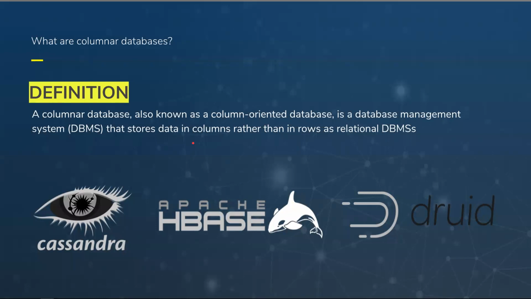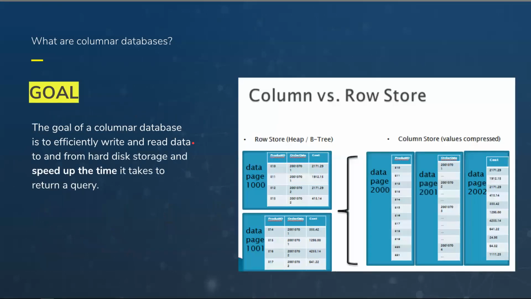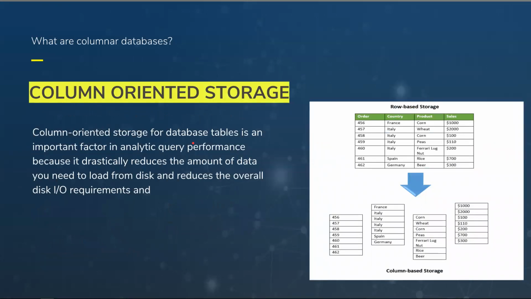A columnar database, also known as column-oriented database, is a database management system that stores data in columns rather than in rows as relational DBMSs. The goal of a columnar database is to efficiently write and read data to and from hard disk storage and speed up the time it takes to return a query. Now let's talk about column-oriented storage.